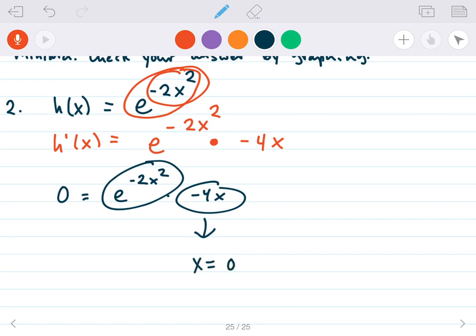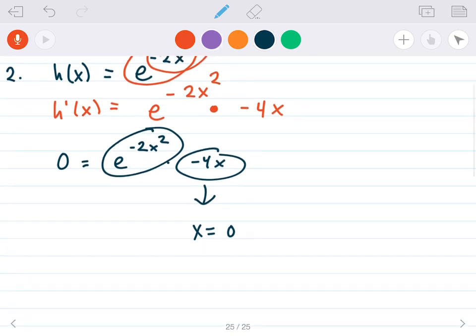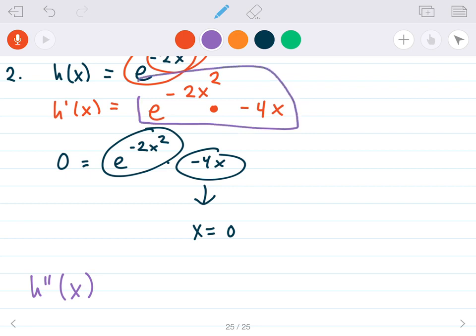So let's go ahead and use the second derivative test. Now, I need to first find the second derivative. And I can use the product rule here. So I keep the first times the derivative of the second plus keep the second times the derivative of the first.